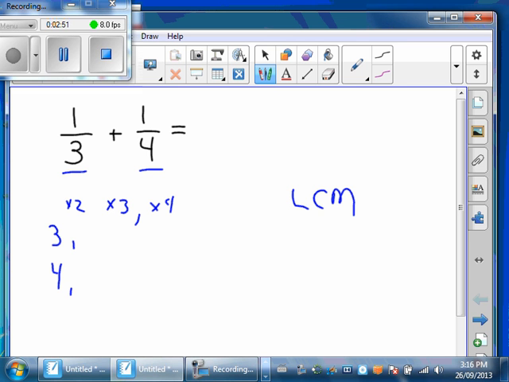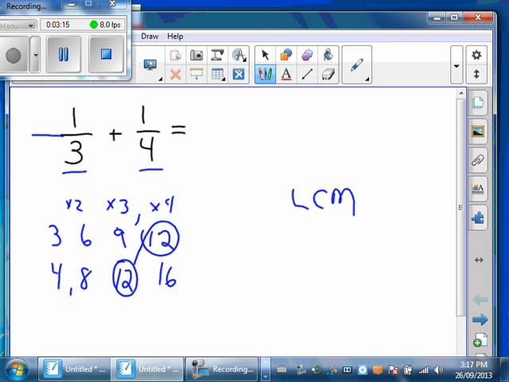We can simply say 3, 6, 9, 12, and here we would have 4, 8, 12, 16. As you can see, the first multiple that comes up for both of them that is the same is 12. So we have to multiply the denominator in order to get it to 12. In this case, we'd have to multiply it by 4. And what we do to the bottom, we also have to do to the top.